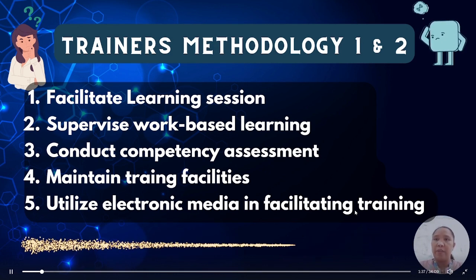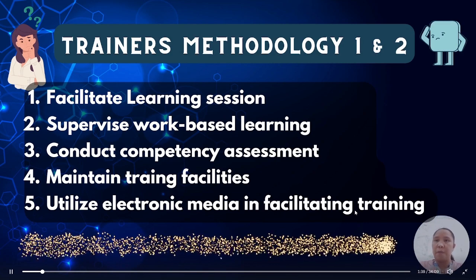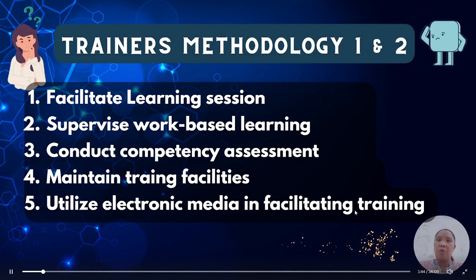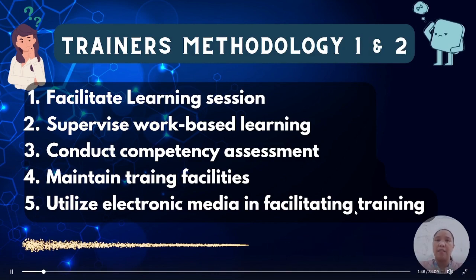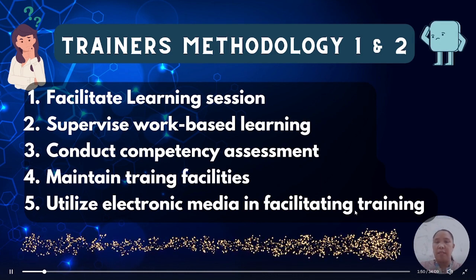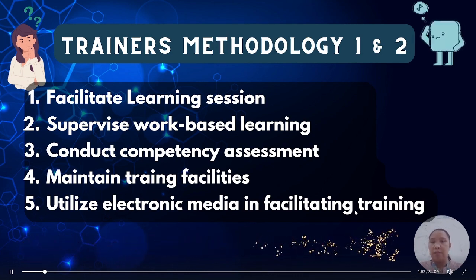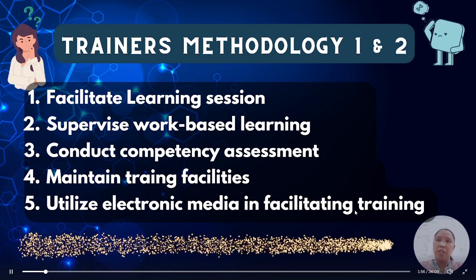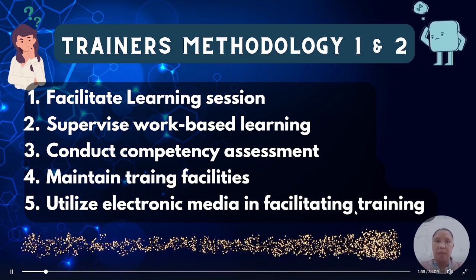Next is maintain training facilities. It includes implementing housekeeping activities and maintain training system, equipment, tools, materials, and documents. Lastly, utilize electronic media in facilitating training. It includes using electronic media in facilitating training, including operation and maintenance of the equipment.